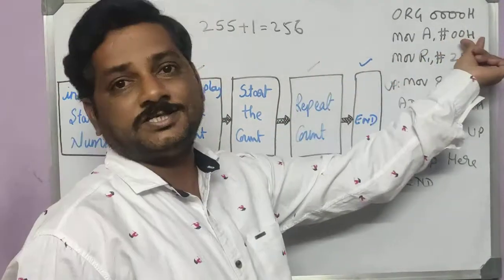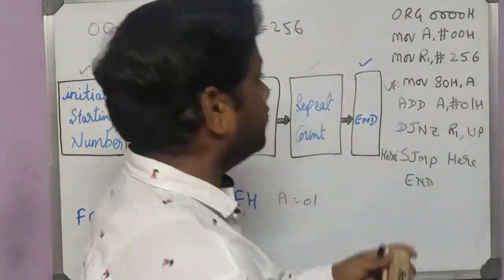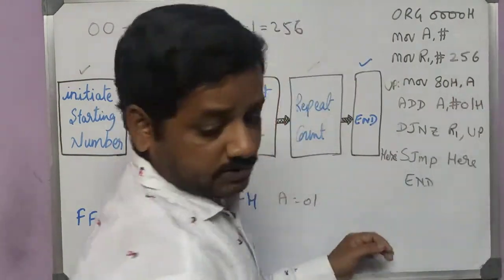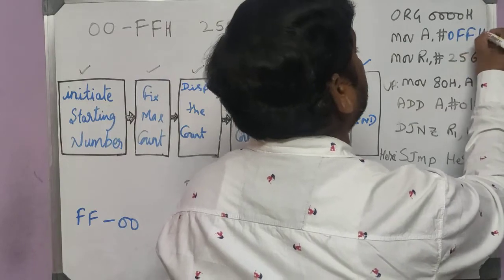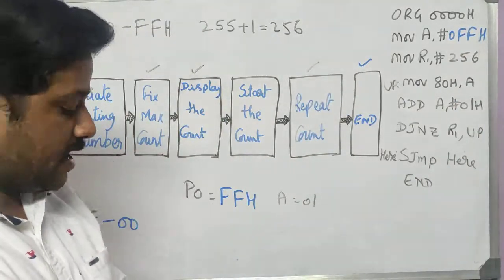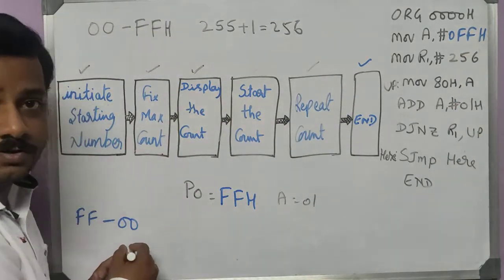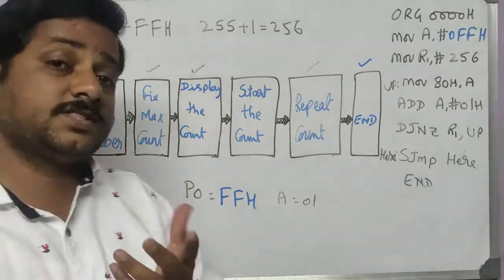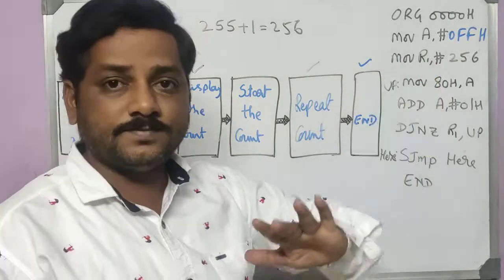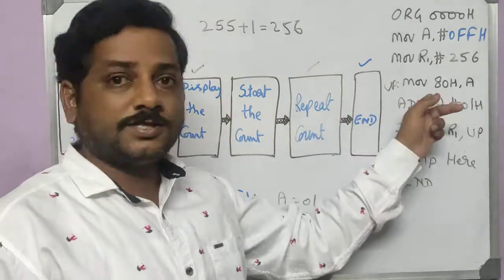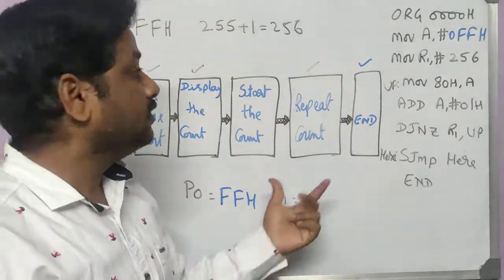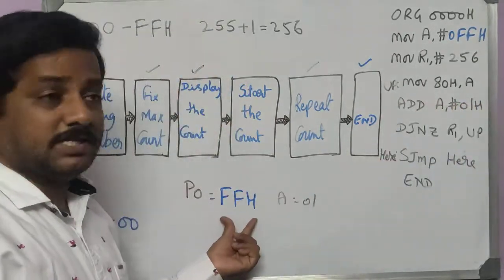So you need to make a change here. I'll just make that change here. Instead of 00H, you have to put it as 0FFH. That is the starting number. And again, to get this to 00, I need to have 256 counts. This line remains the same. Then display, this remains the same. It is putting into 80H, that is port 0. In port 0, you get this.